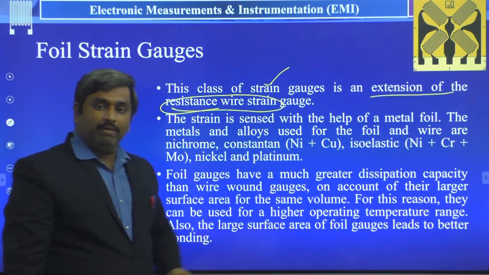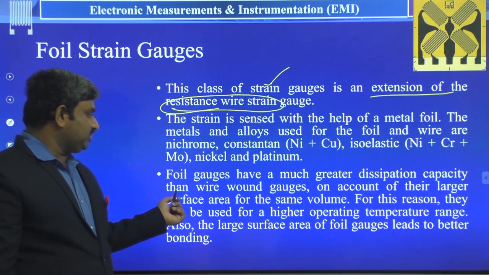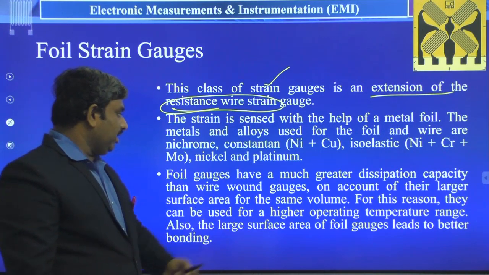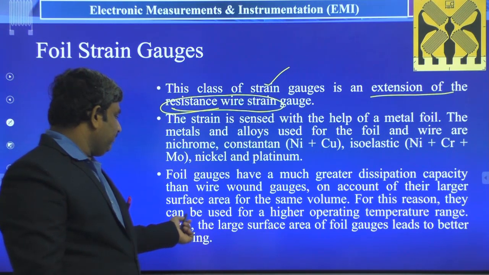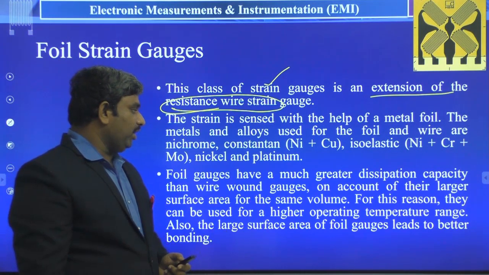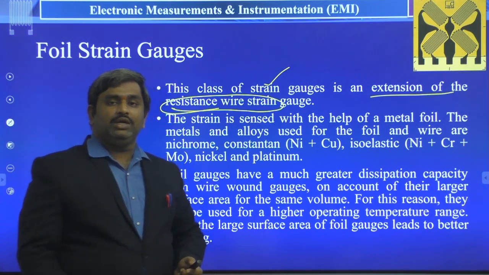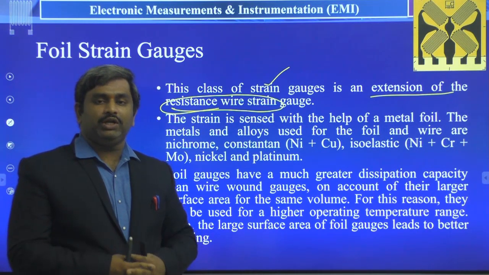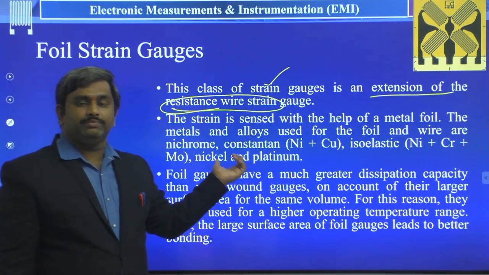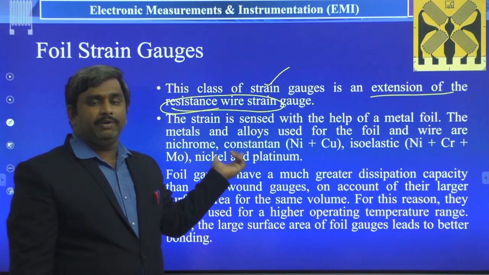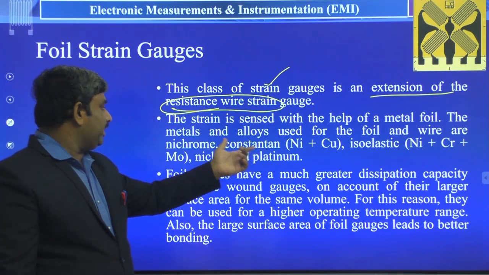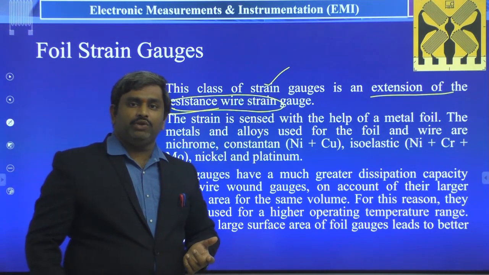Foil gauges have a much greater dissipation capacity than wire wound gauges on account of their larger surface area for the same volume. For this reason, they can be used in a higher operating temperature range. Also, the large surface area of foil gauges leads to better bonding. So foil strain gauges are mostly what we use in the field these days. Most of these foil type strain gauges are based on different types of metals: platinum, nickel, constantan and isoelastic, nickel. So these are the metals we are using.